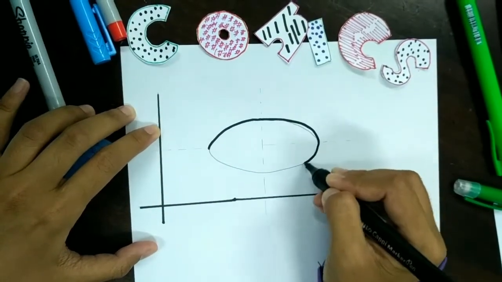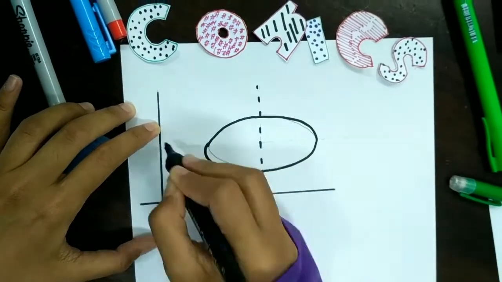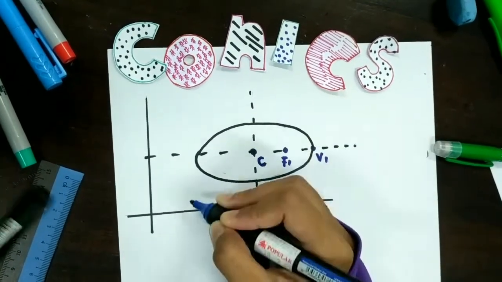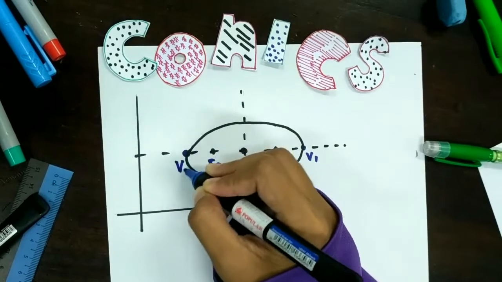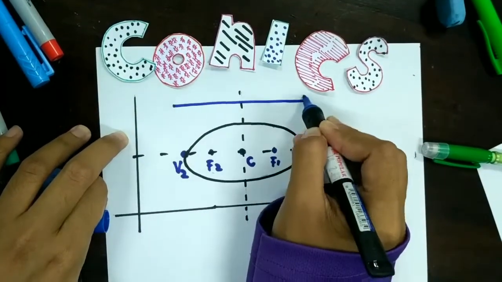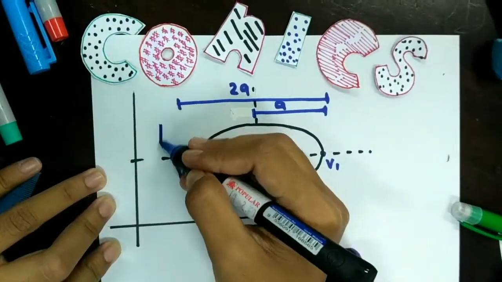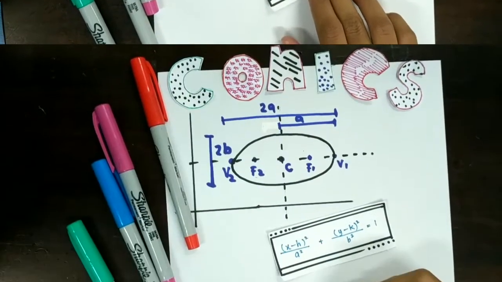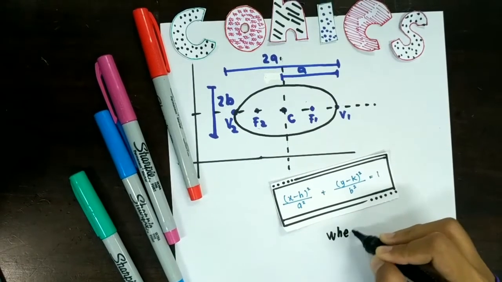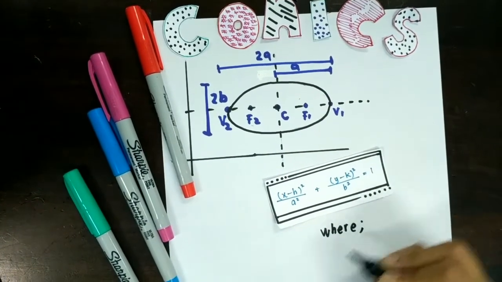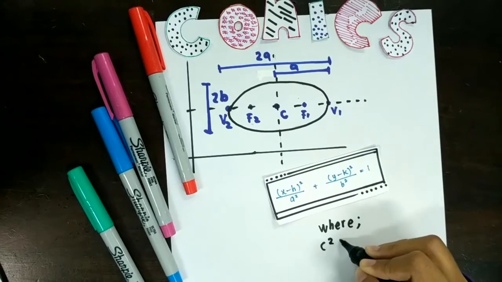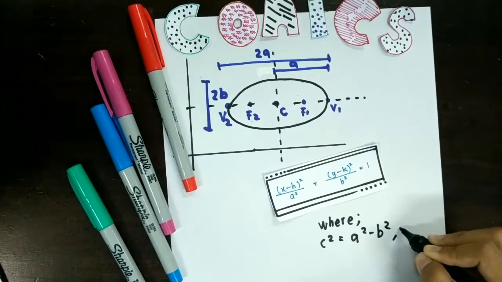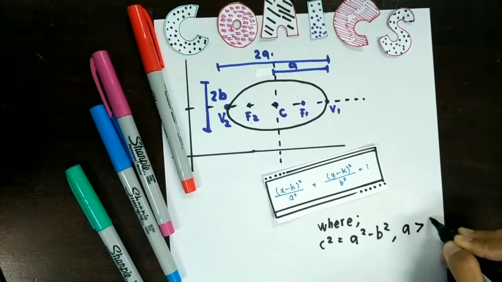Now we're going to draw the sleeping ellipse. This is foci 1, vertex 1, center, foci 2, and vertex 2. 2a is the major axis and 2b is the minor axis. This is the general equation for an ellipse: x minus h squared over a squared plus y minus k squared over b squared equals 1, where c squared equals a squared minus b squared, where a must be more than b.